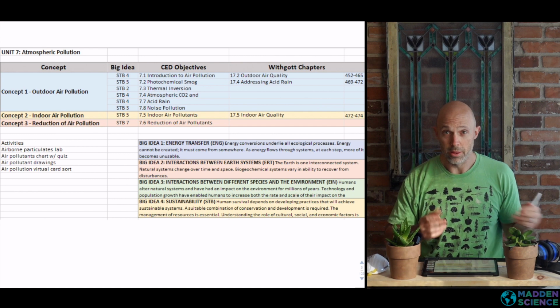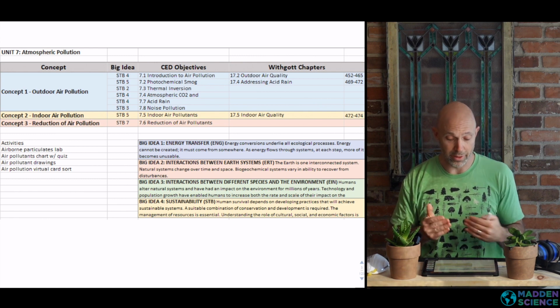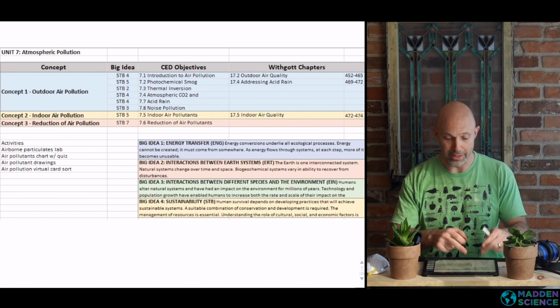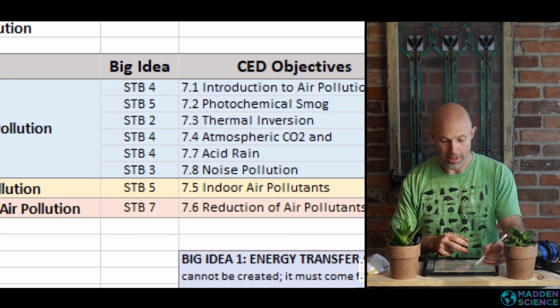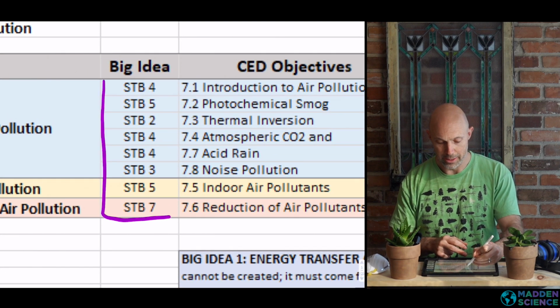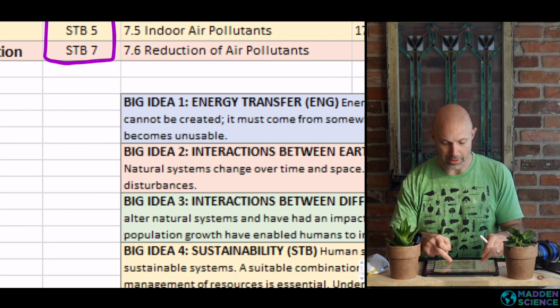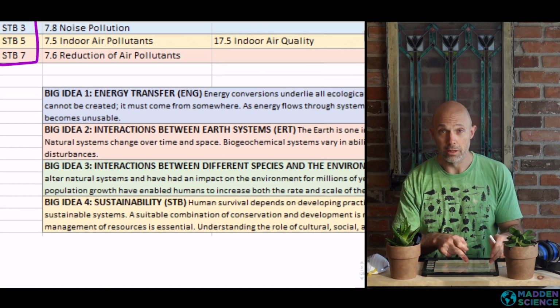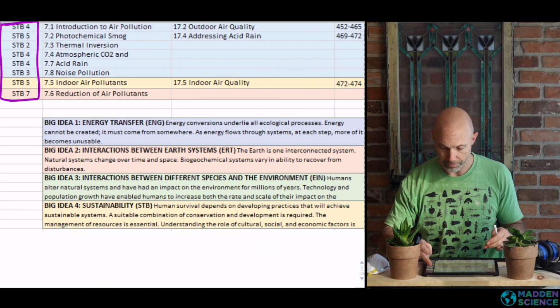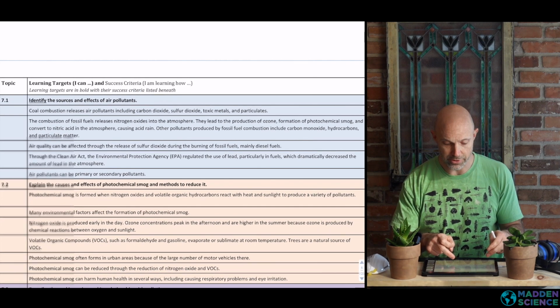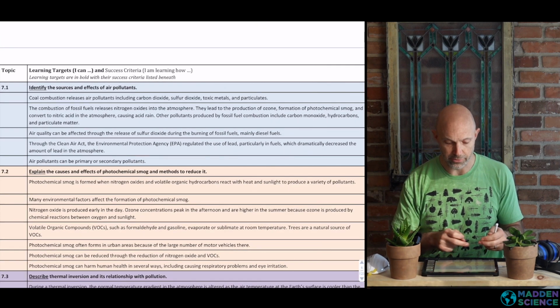Here are the units broken down like this along with our chapters and big ideas. You see big idea right here. These are all going to be within sustainability. So that's going to kick us down to big idea number 4. We've got our learning objectives shown here. So these are our objectives or targets.